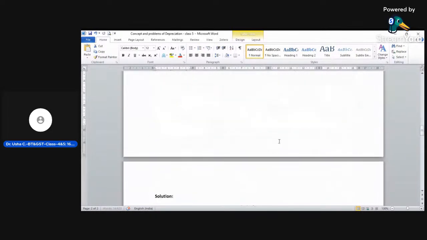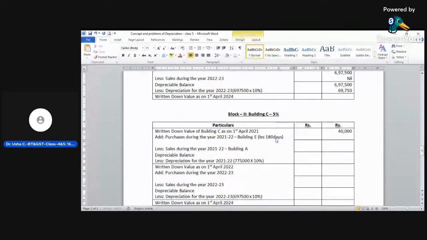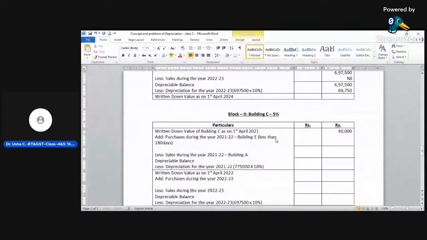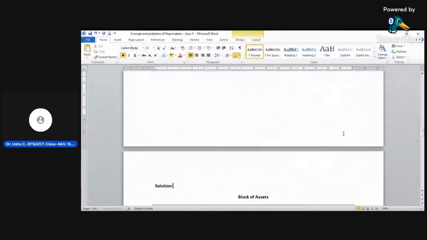5% is the rate of depreciation. So right here, purchase during the year 21-22 is building E, purchased for 3 lakh, but put to use for less than 180 days.